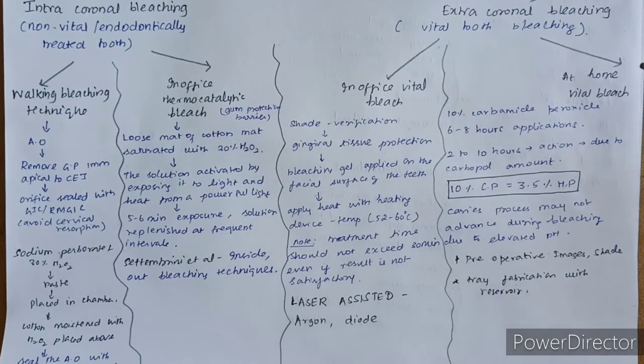In an at-home bleaching procedure, the cooperation of the patient is very important. Here we will use 10% carbamide peroxide. We will prepare a bleaching tray for the patient, and the patient will apply the gel on their own. Usually the duration of application will be 6 to 8 hours. Here we use 10% carbamide peroxide, which is equivalent to 3.5% hydrogen peroxide. It is usually a slow process and it takes time.